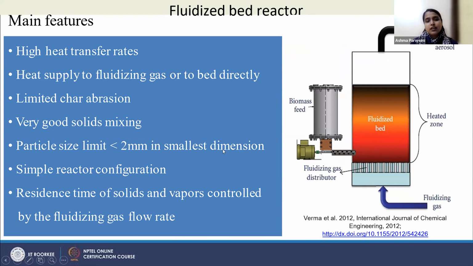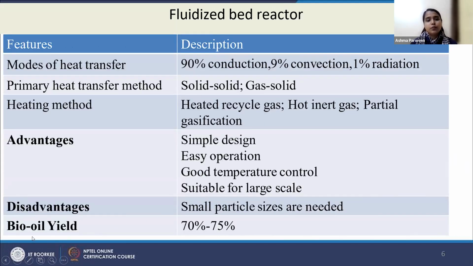Generally, the particle size is the limit in a fluidized bed reactor, because as we know, in a fluidized bed, everything is in motion because of the high air velocity provided. So the biomass to be fed in a fluidized bed reactor should be less than 2 mm in size. So here the bio-oil yield is 70 to 75%.